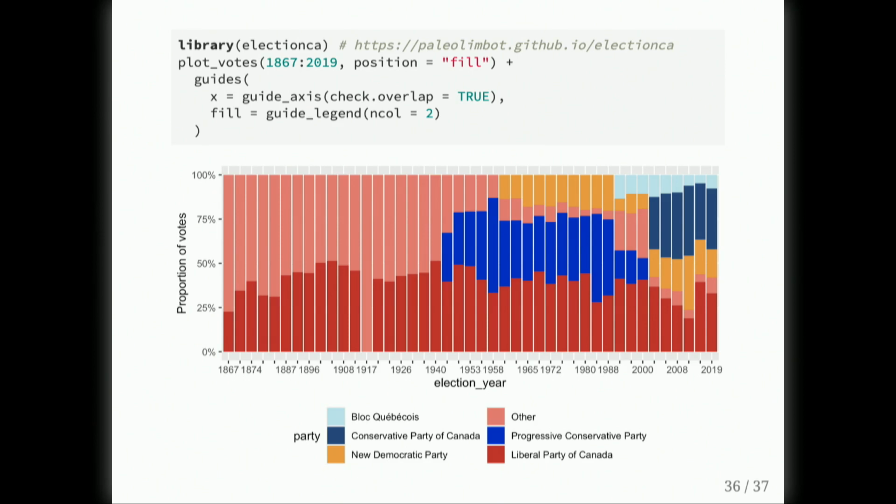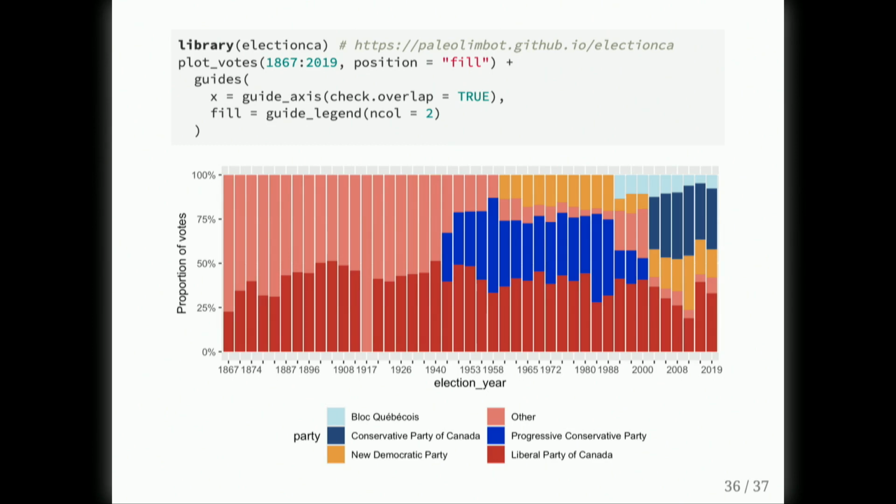It's the MPG data set. There's a reason that there's not a plot MPG package, because people don't need help plotting that data set. But you might need help plotting all of the Canadian election results starting in 1867. So this is something I did right after the Canadian election.